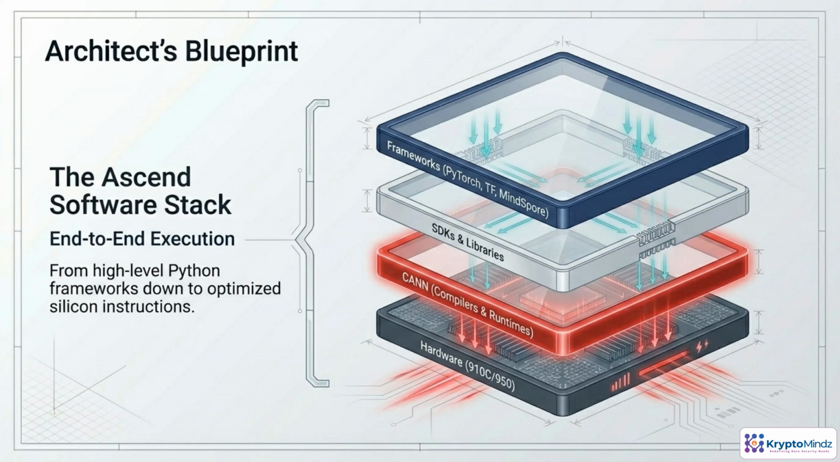You can think of the Ascend stack as a translation pipeline. You write models in familiar frameworks like PyTorch, TensorFlow, or MindSpore. Those calls flow through Huawei's SDKs and libraries, which provide optimized kernels and APIs. Next, the CANN toolchain compiles your graph, performs operator fusion and layout optimization, and emits instructions tailored for Vinci cores. Finally, the 910C or 950 hardware executes those instructions efficiently, giving you end-to-end acceleration without rewriting model code.